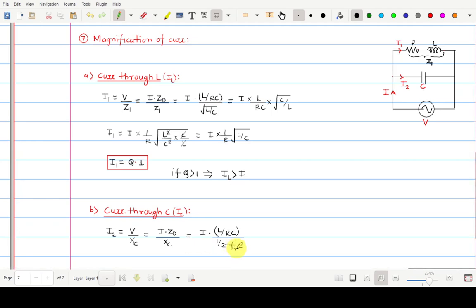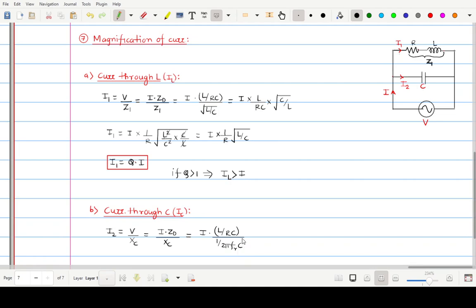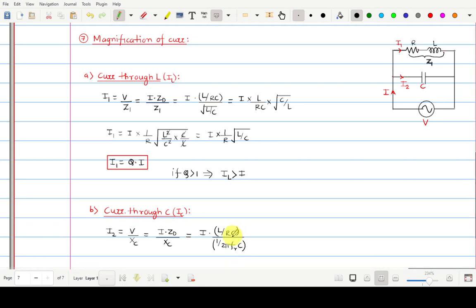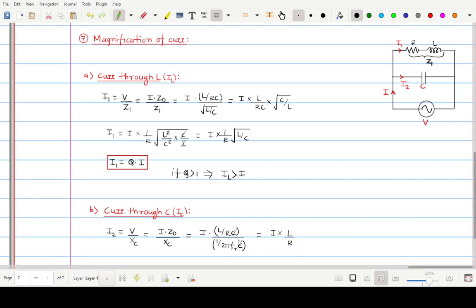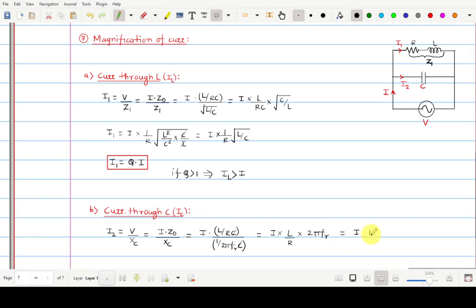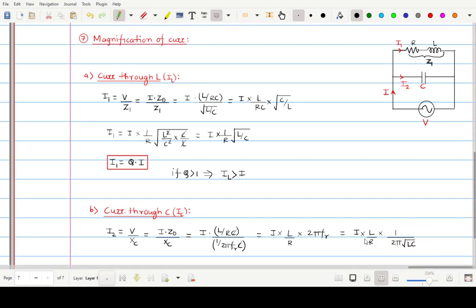Since we are considering the resonant condition, F is equal to FR. Now this C and this C will get cancelled. So what you are getting is I multiplied by L divided by R, and this 1 upon 2 pi FR will go in the numerator, so it becomes 2 pi into FR. Now what is FR? The resonant frequency. So I into L by R, multiplied by the resonant frequency, 1 upon 2 pi under root LC. This is the formula for the resonant frequency FR.